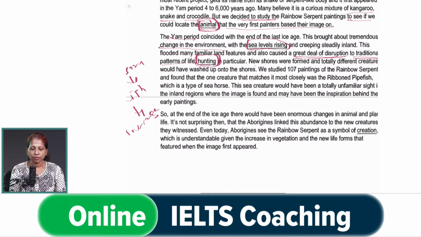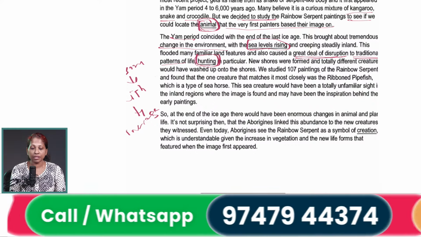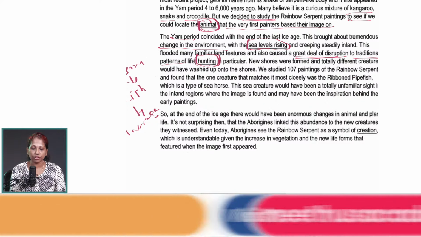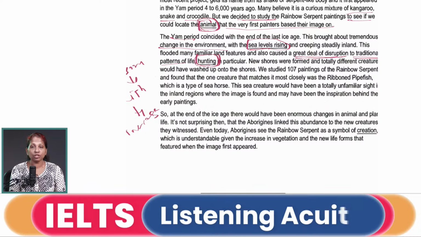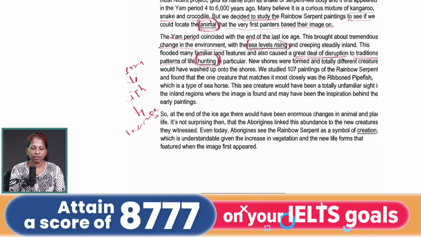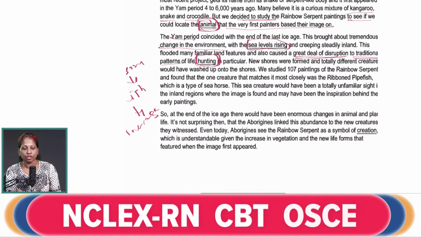So new shores were formed and totally different creatures would have washed up on the shores. We studied 107 paintings of the rainbow serpent and found that the one creature that matches it most closely was the ribboned pipefish, which is a type of seahorse, which is already given. Seahorse, right? This sea creature would have been a totally unfamiliar sight in the inland regions where the image is found and may have been the inspiration behind the early painting. That is also mentioned in the features found in the inland parts.